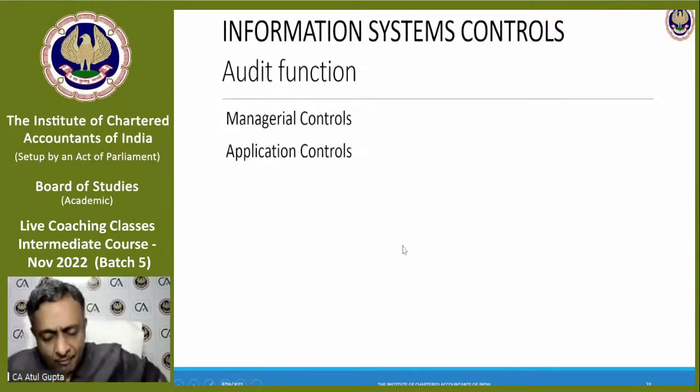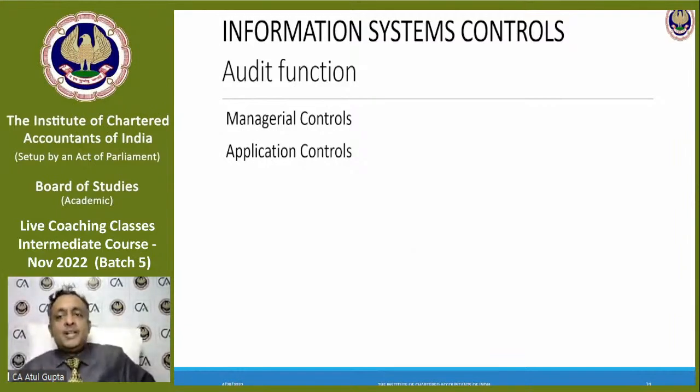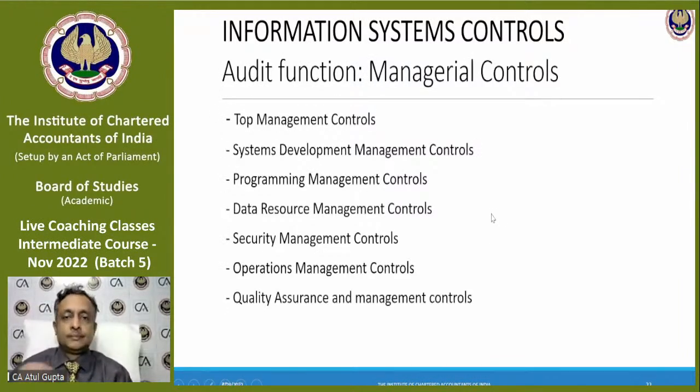So now two definitions have been created in the module. Audit per se from the managerial aspect and audit per se from the application aspect. Let us take them one by one. It's a very, very important discussion. Please understand. So from managerial controls, you have top management controls, system development management. I'll first define and then we'll have a detailed discussion on each of these. Programming management control, data resource management control, security management control, operations management control, and QA, quality assurance management controls.